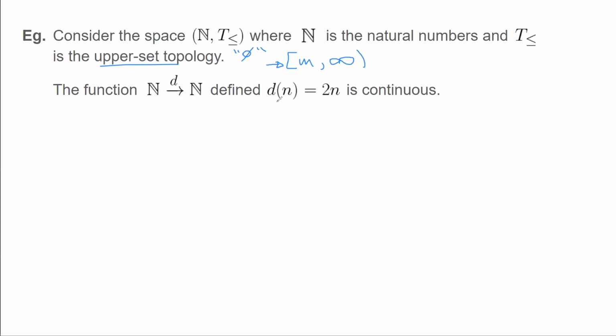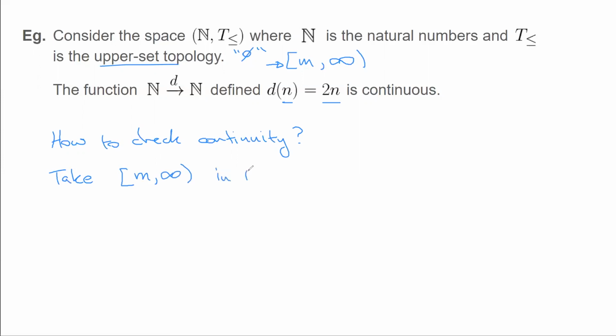So I've got this function. All it does is take a natural number and double it. So I'd like to check that this is continuous. How do we check continuity? I want to take an open set in the upper set topology on the natural numbers, and I want to look at d inverse of that open set. So I want to find all of the natural numbers that actually go into this set.